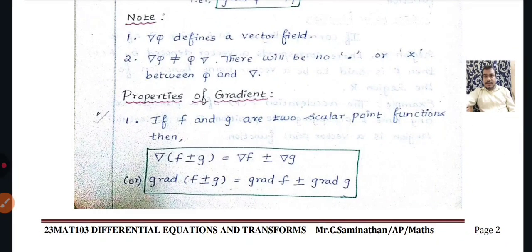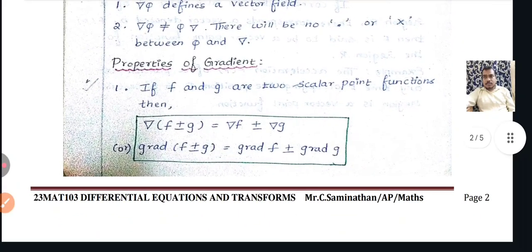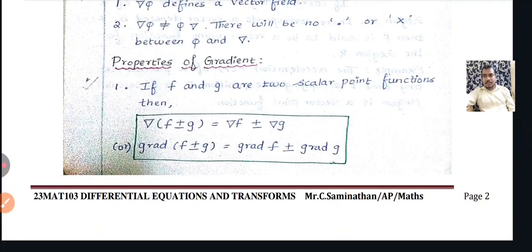Del pi is defined as a vector field. Del pi is not equivalent to pi into del, which are the two important notes. So next we have to see the properties of gradient.